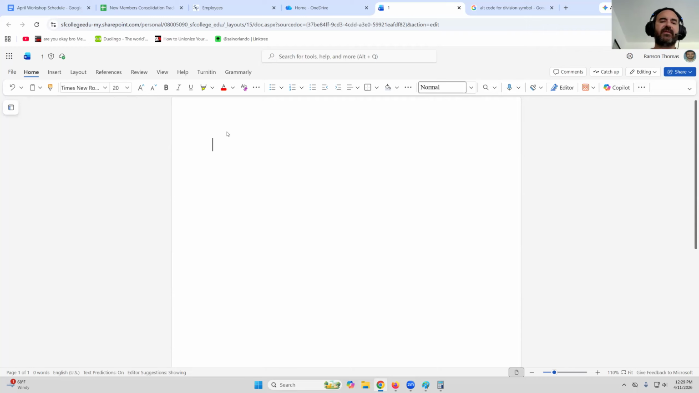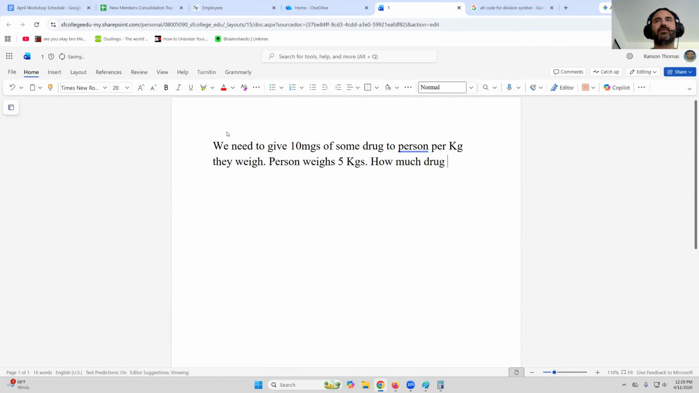But let's say we need to, whoops, it's the problem of doing this live, right? We need to give 10 milligrams of some drug to a person per kilogram they weigh, right? Person weighs 5 kilograms. How much drug do we give, right?